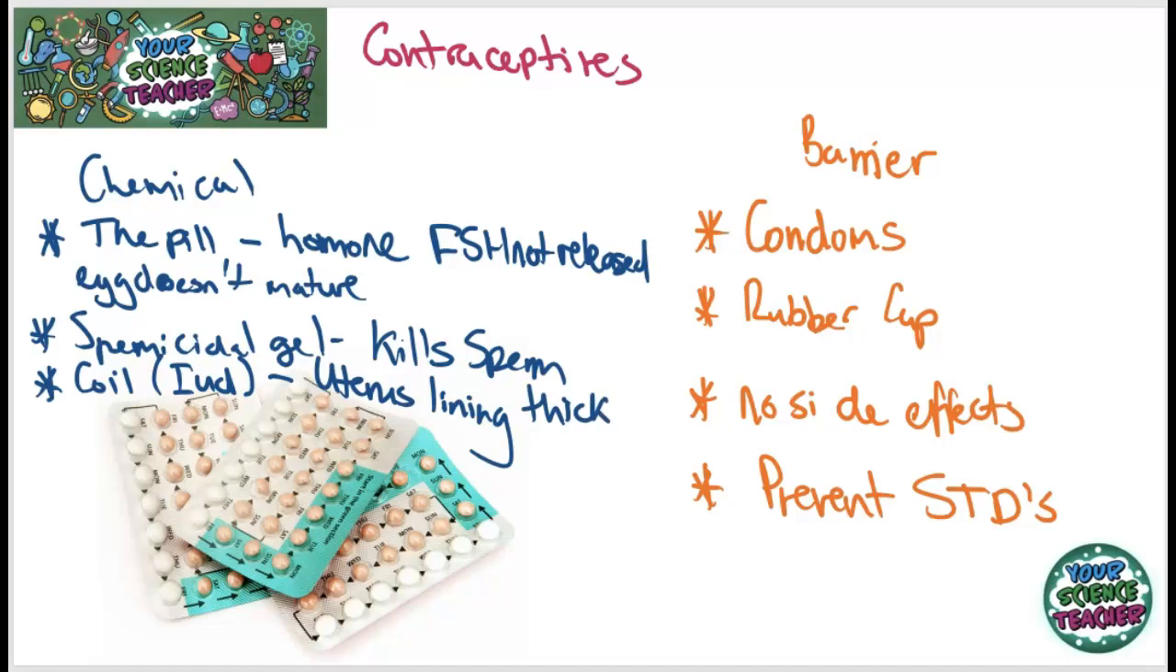It's also important to remember you can avoid using these contraceptives if you abstain from having sex as well. So abstinence is another method to control not getting pregnant.